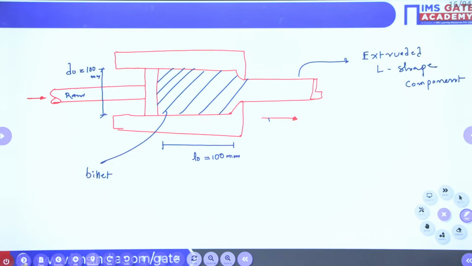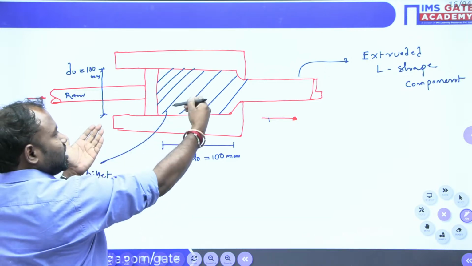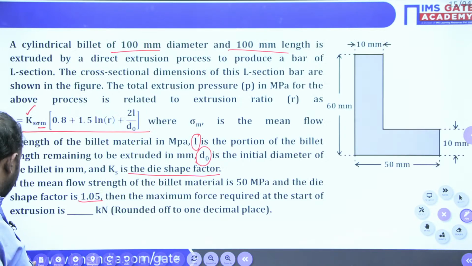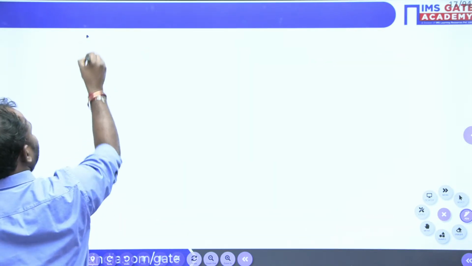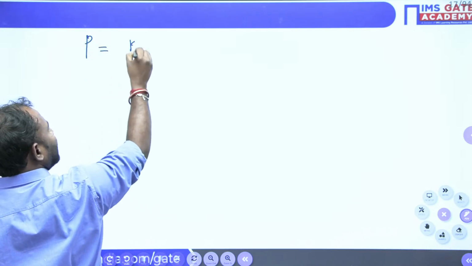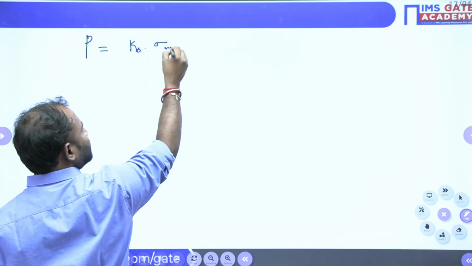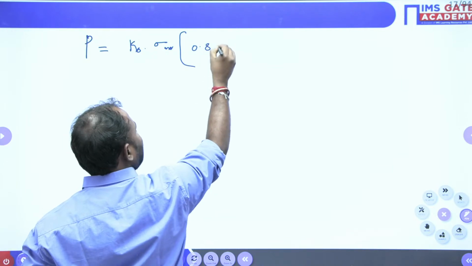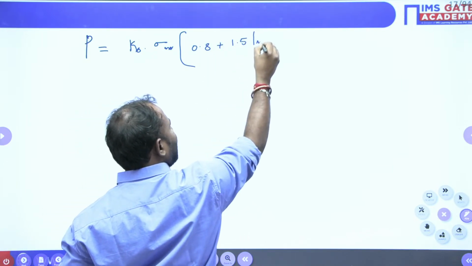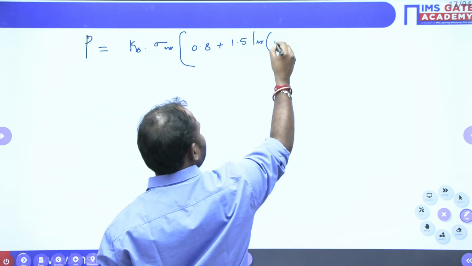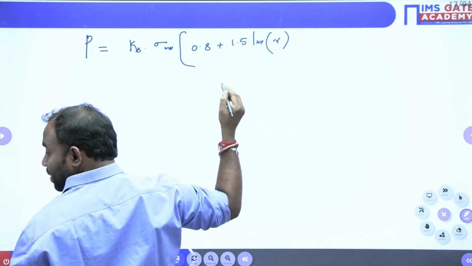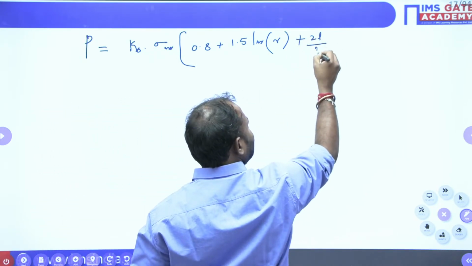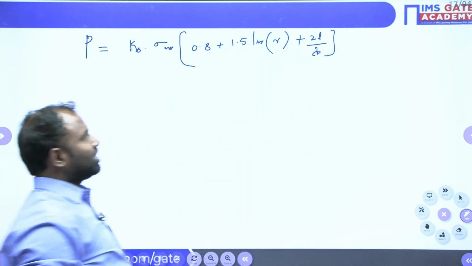Pressure multiplied by the cross-section area gives the extrusion force. Now let me write the pressure equation. P is equal to Ks into sigma m into (0.8 plus 1.5 ln of the extrusion ratio plus 2L by D naught). Yes, guys, 2L by D naught. This is the pressure equation they gave.